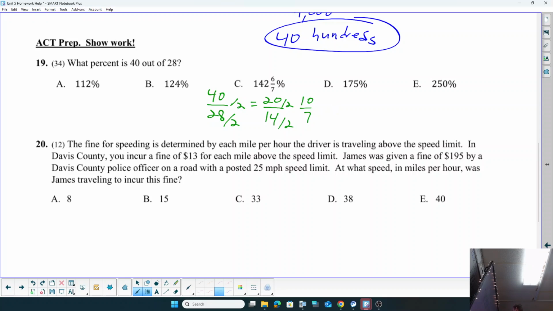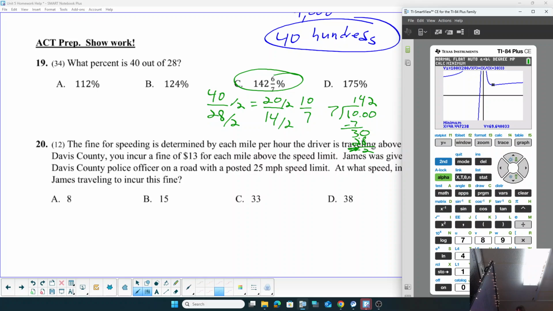So 7 goes into 10 once. And so that's 7 minus it, so we get 3. We bring down a 0. 7 goes into 30 4 times. 7 times 4 is 28. So minus, we get a 2. Bring down the 0, it goes 2 times. So we're looking at probably 142 point something percent. If we had just used our calculator, we would have gone 40 divided by 28, and gotten 142.85, which is 6/7.